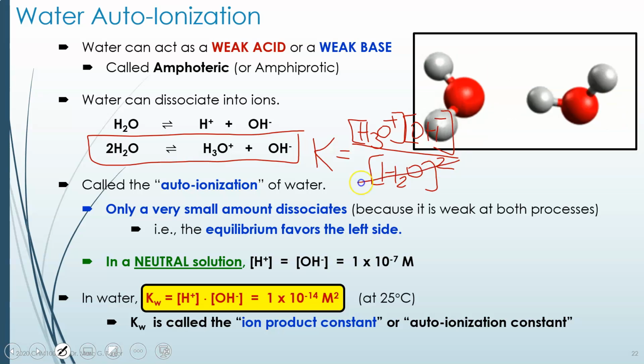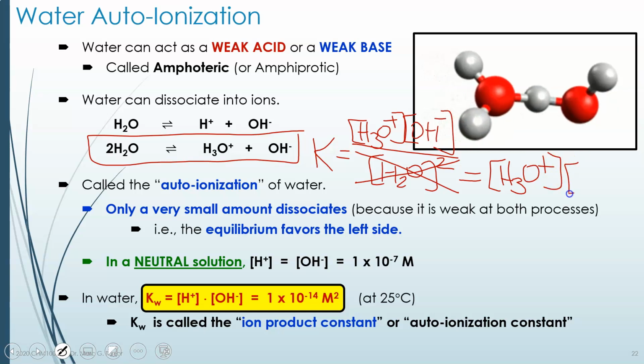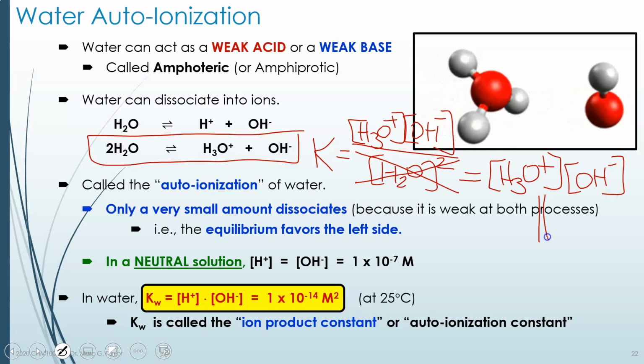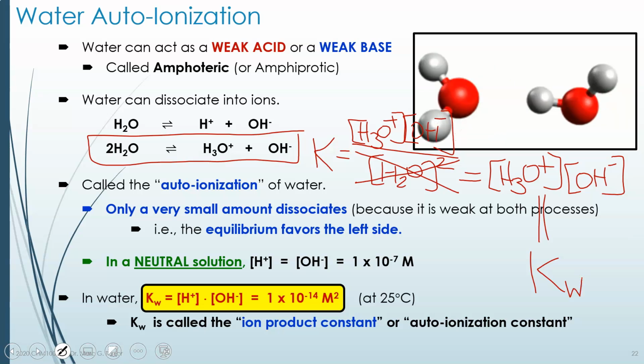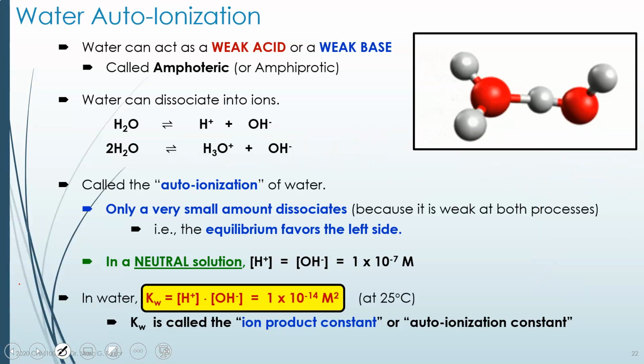But remember, we never count pure liquids. So in fact, the equilibrium constant for this reaction is just the hydronium ion concentration times the hydroxide ion concentration. Because this is a special kind of equilibrium constant for water, we call it the Kw. It's also referred to as the ion product constant. It's called the autoionization constant. There are probably two or three other names for it, but most of us just call it the Kw.